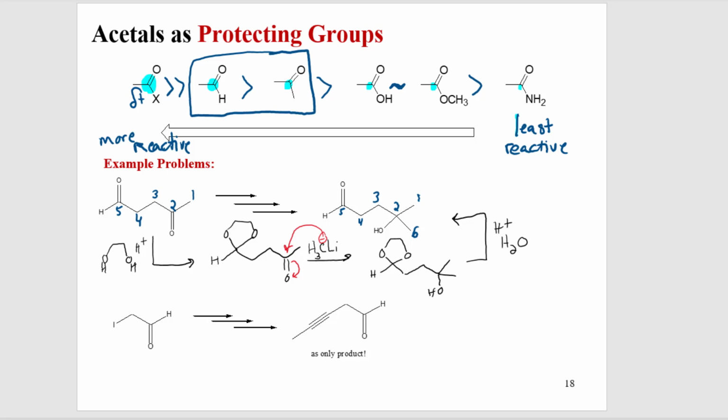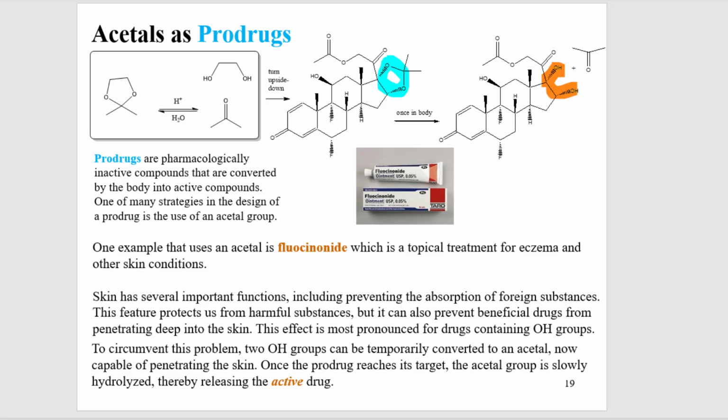Consider the next reaction where you have a halogen that can do SN1, SN2 chemistry and an aldehyde, and you want to see this as the only product. I'll let you guys give this one a go as a practice. Now, acetals are widely used in industry as prodrugs.